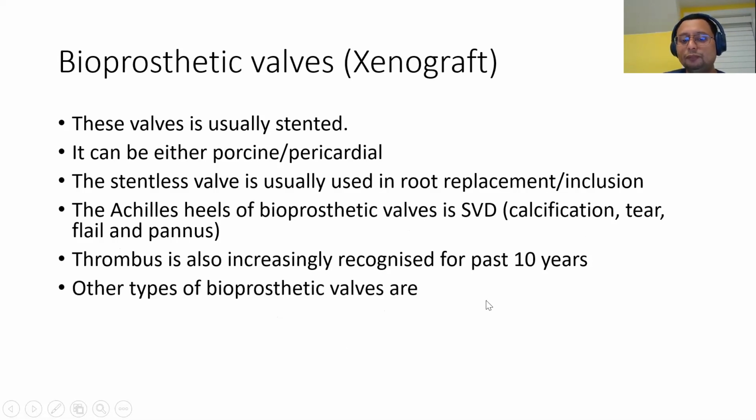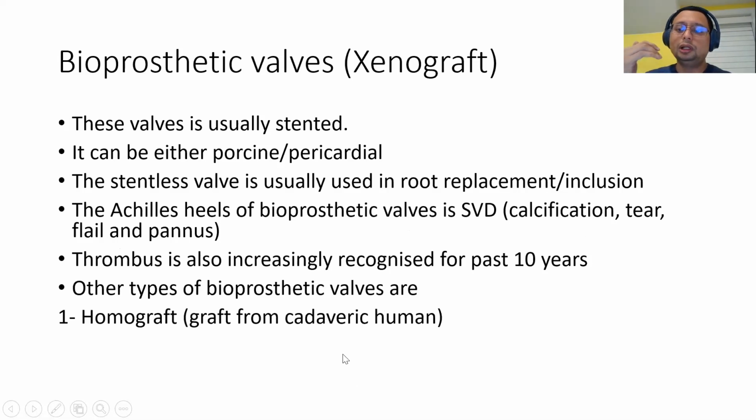Other types of bioprosthetic valves: the most common is xenograft, meaning that the valve is from other animal. But this is the rare one, I just wanted to familiarize you with the term. You also have homograft. So what is homo? Homo is human. So graft from cadaveric human, homograft.